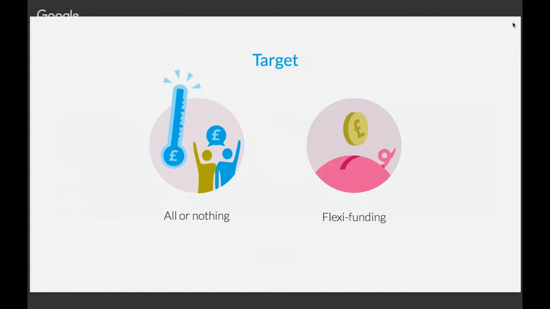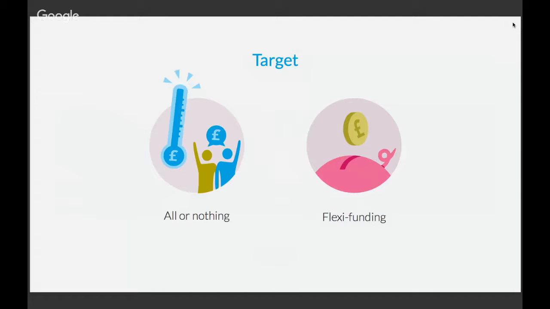Now, if you don't reach target on all or nothing, you're not charged, your backers aren't charged, nobody's charged, there's no fee, you just walk away with nothing and they don't get anything either. For the vast majority of you tuned in, I would say that the most sensible option is actually all or nothing. And that actually surprises a lot of people.